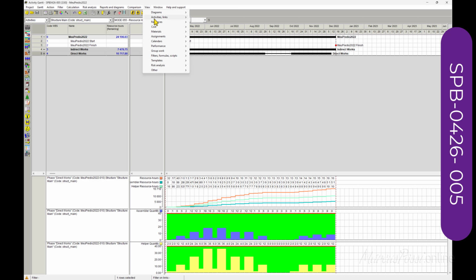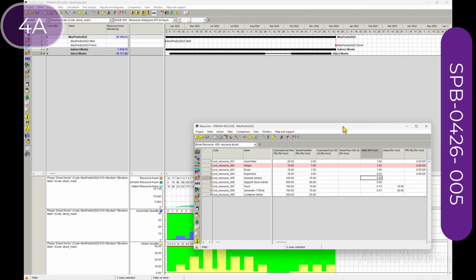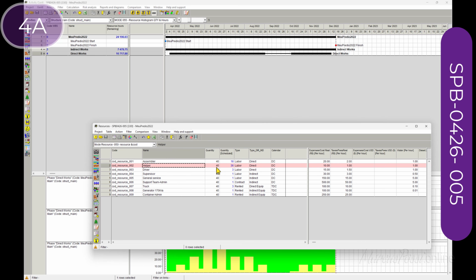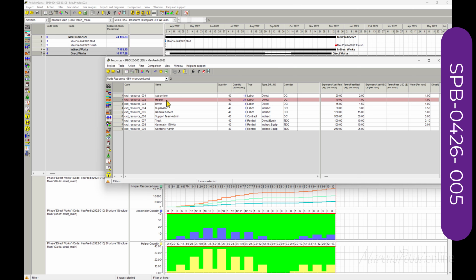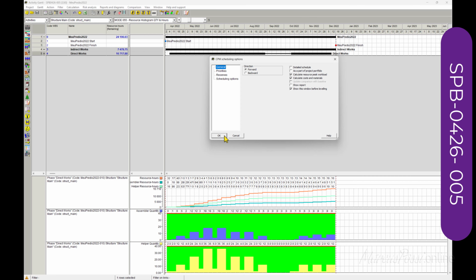Let's check view, resource control presses. There is a red target line here. We have 40 helpers and we are using 36. I don't know where these helpers are being over allocated. There's a red mark here. Let's see. Calculating. Show reports. Okay.